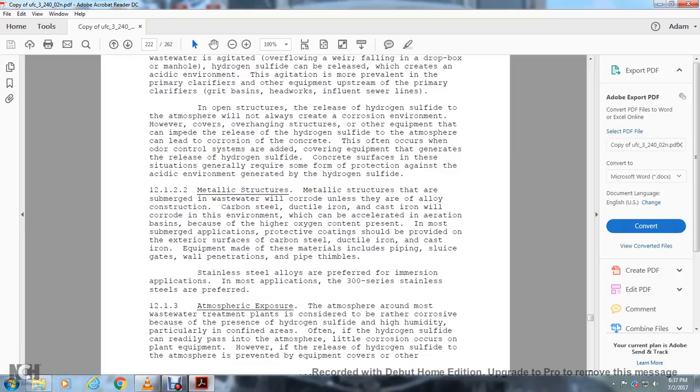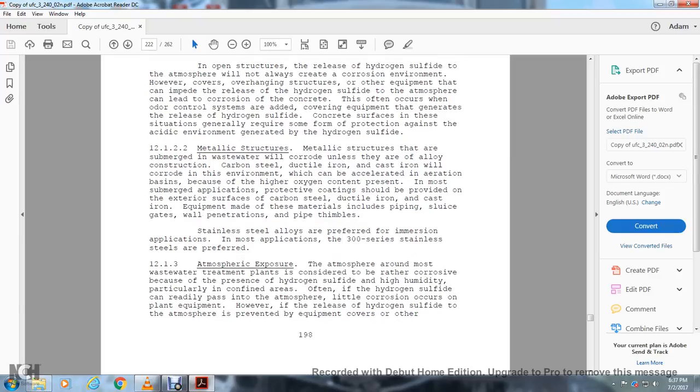Equipment made for these materials includes piping, sluice gates, wall penetrations, and pipe thimbles. Stainless steel alloys are preferred for immersion applications where corrosion is a concern. In most applications, the 300 series stainless steels are preferred.